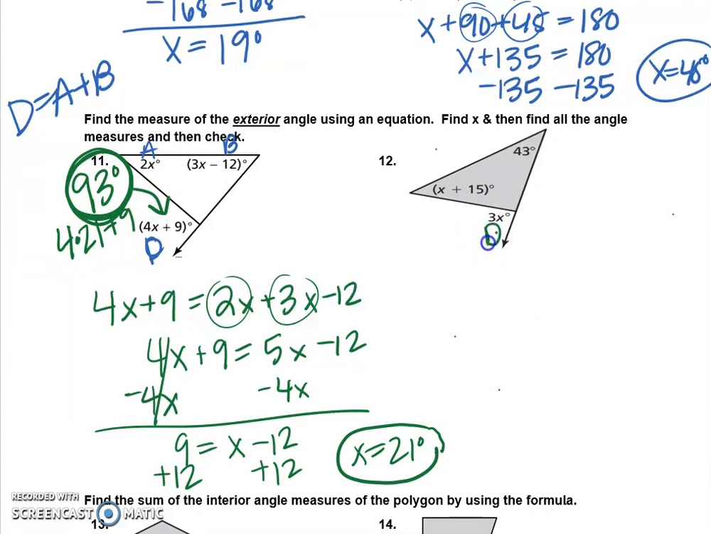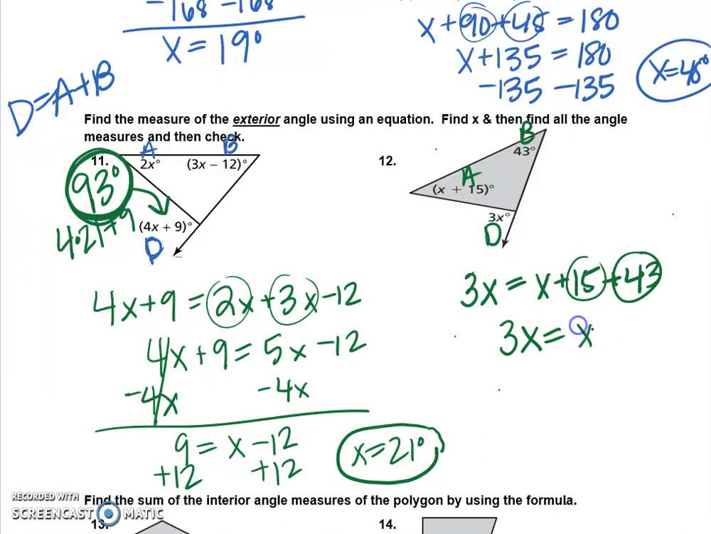Same thing on 12. This is D. Interior angles are A and B. So D is 3x. That is equal to x plus 15 plus 43. When you combine your like terms, 15 and 43 is 58. So I have 3x equals x plus 58.